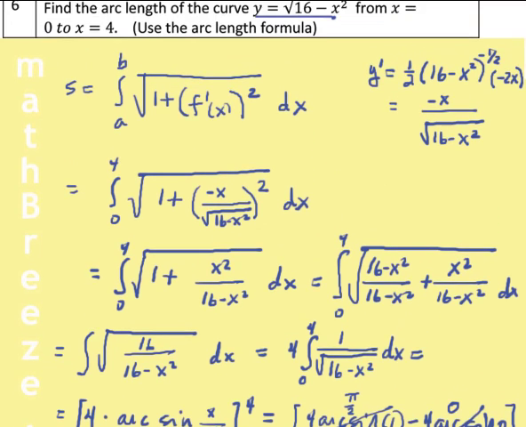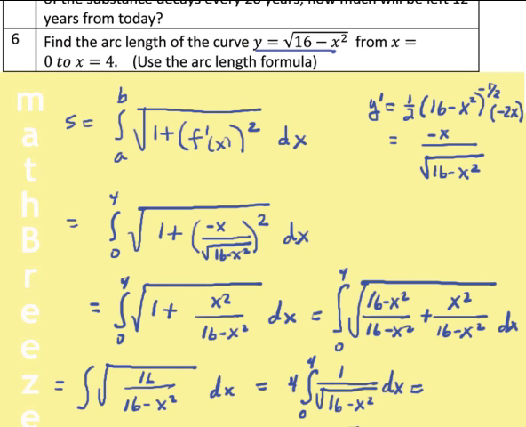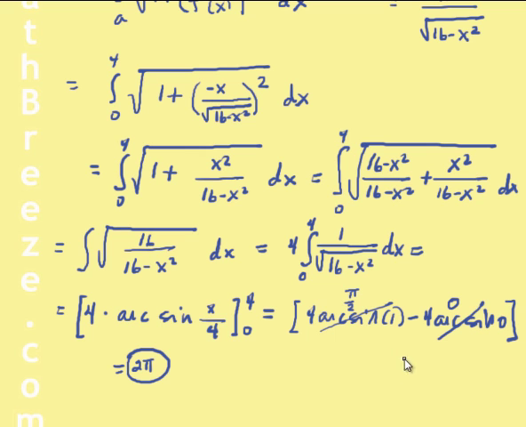Now, let's look at this original problem. This is a circle, radius 4, and we're looking at 1/4 of the circle. Now, the circumference of the circle is 2 pi r, but we're only looking at 1/4 of the circle. So we do expect to get 2 pi, which we did.